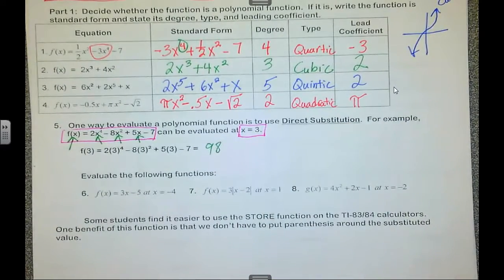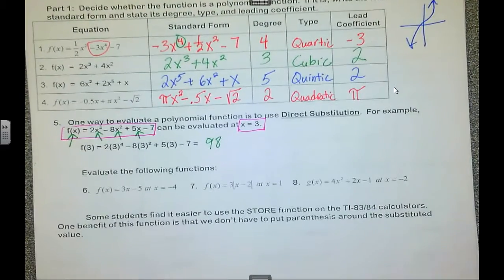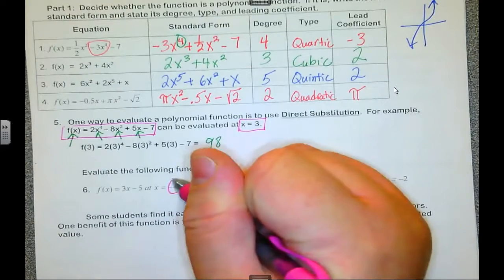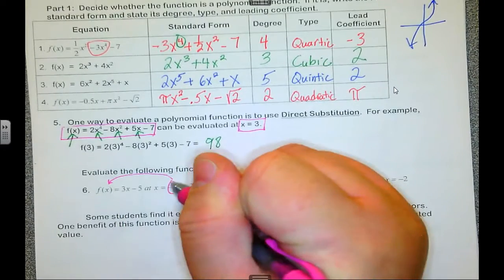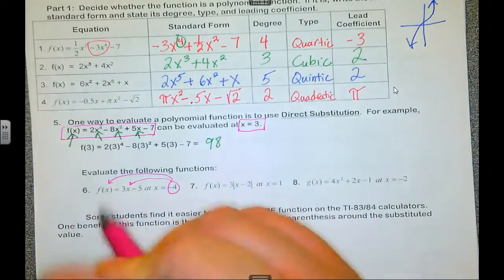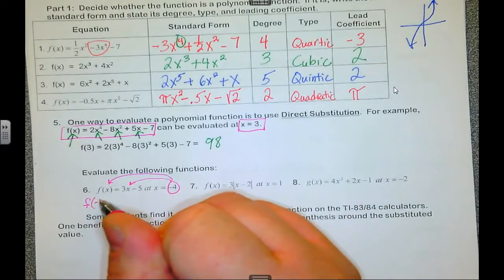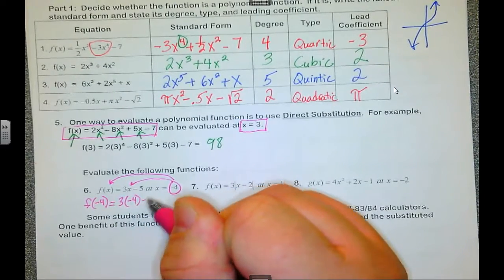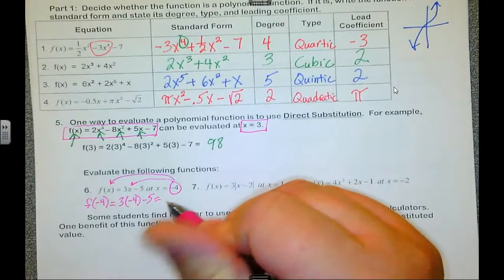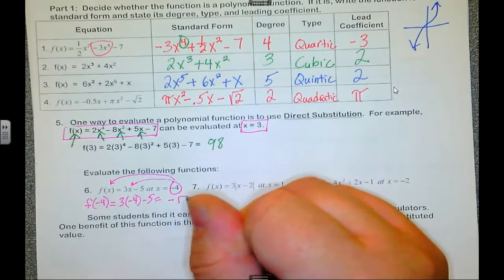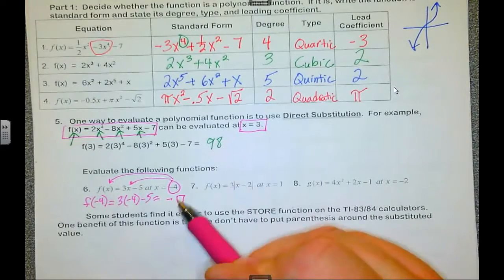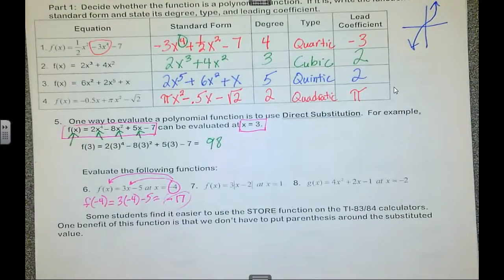All right. What about number 6? X equals negative 4. So wherever I see an x, I substitute in negative 4. So f of negative 4 equals 3 times negative 4 minus 5, which equals negative 17. If you just plug it in the calculator and put negative 17 down, I'm good with that.